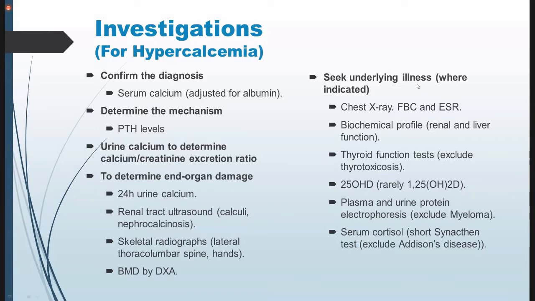And if you're not sure that this is PTH dependent, that is not hyperparathyroidism, then you may see if there are other causes of hypercalcemia, and you must exclude them. Look for chest X-ray, full blood count, ESR, because there can be tuberculosis or sarcoidosis, which can be responsible for hypercalcemia again. Look for the biochemical profile, renal and liver function. Sometimes there are malignancies of the kidney and liver, which can cause paraneoplastic hypercalcemia. And there can be hypercalcemia because of the PTH related protein, which is produced from these tumors.